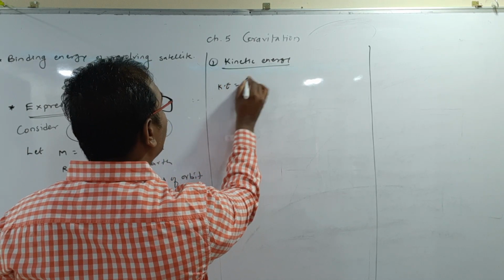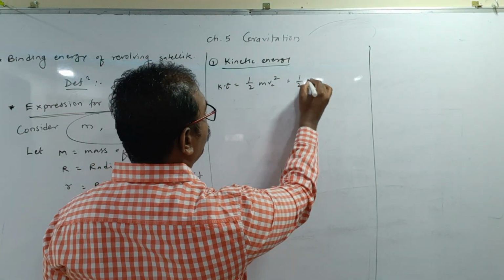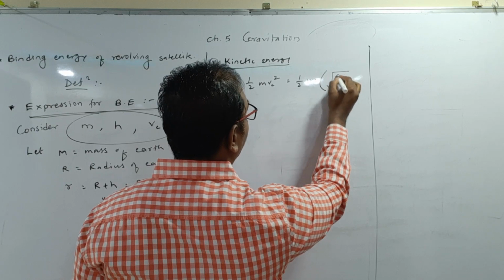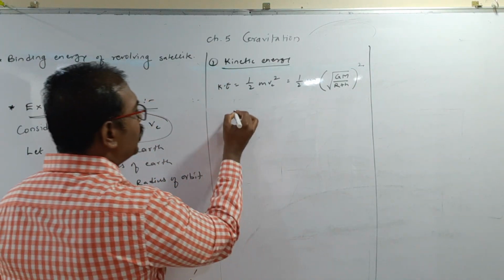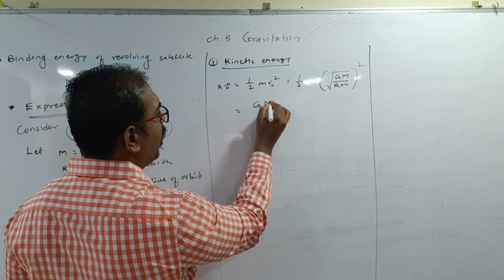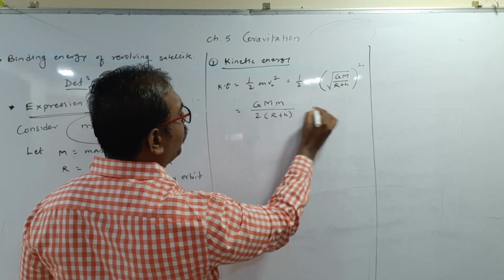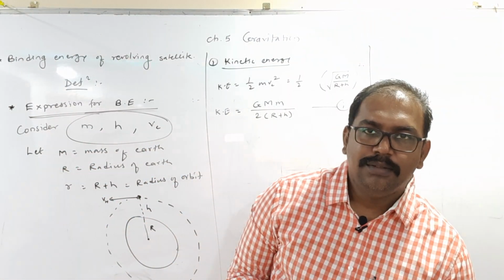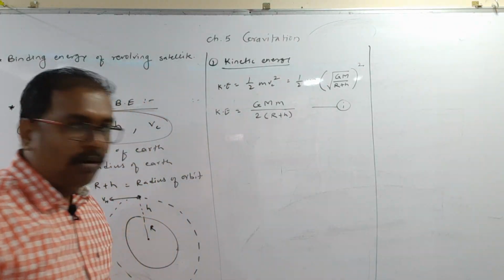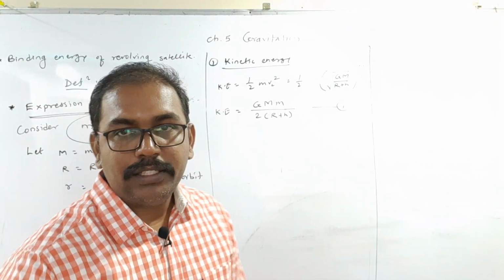So kinetic energy, you know that it is half mv square, but the velocity is vc. Then 1 by 2 m as it is. Critical velocity, you know, is under root GM divided by (r plus h), or small r also you can use, squared. So after solving this we get GM divided by 2(r plus h). Equation number 1, we get kinetic energy. So we have to find the total energy. Then total energy means we have to find kinetic energy, find potential energy, then add both the energies, and we get total energy.